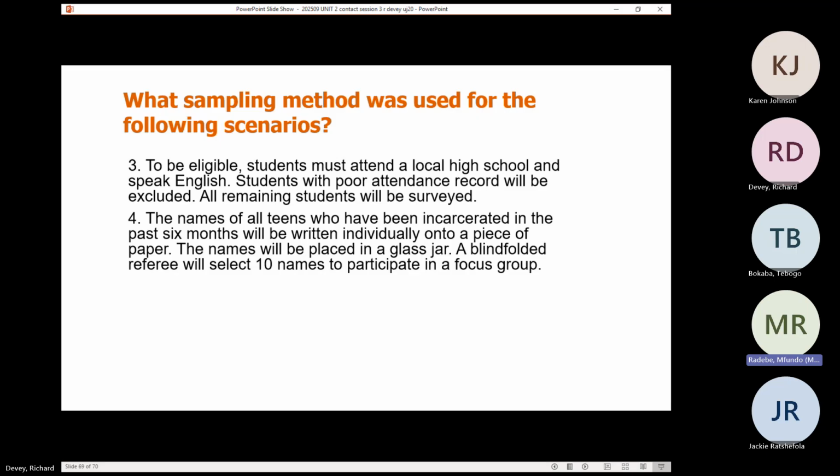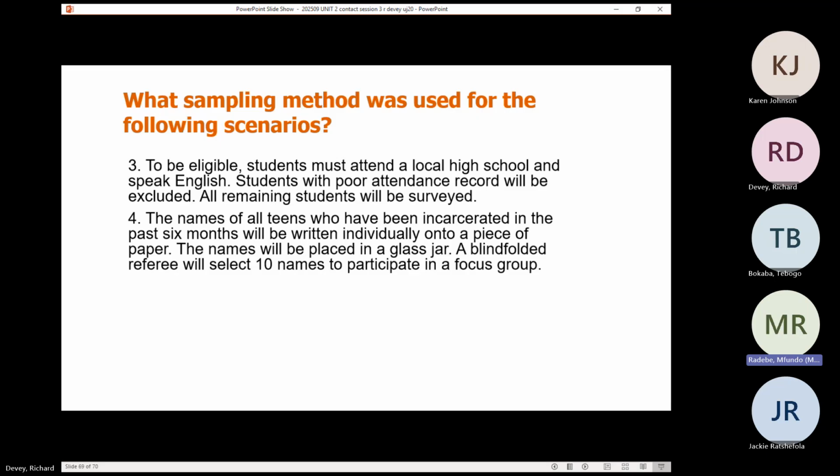Because those who are not speaking English do not meet the criteria. So they are not eligible to be surveyed because they do not understand. That's why I'm saying non-probability sampling. Those who do not speak English or do not understand English will be excluded from the study. Which means as the researcher, you are using purposive or judgmental sampling, because they don't meet the criteria. So that's all that I can say.